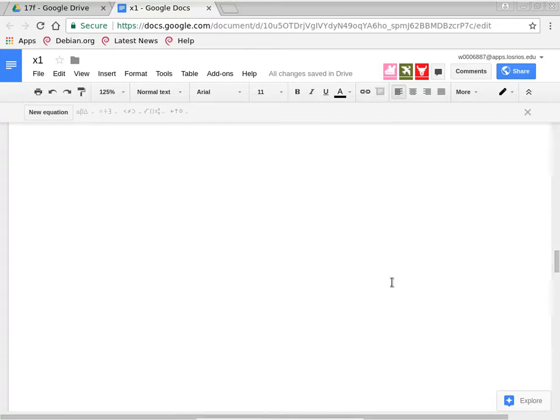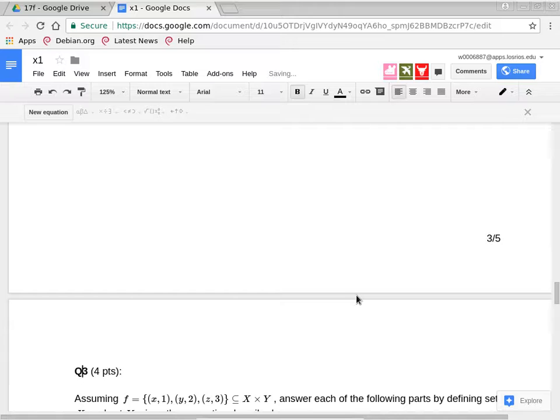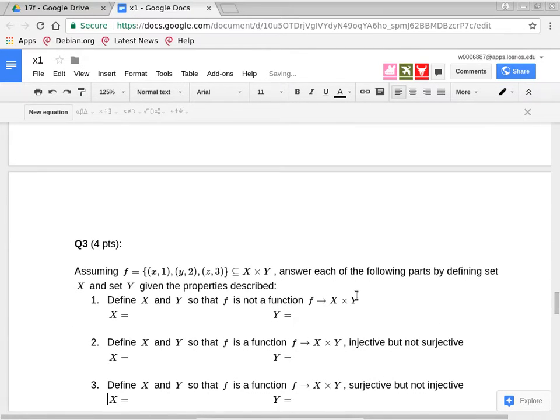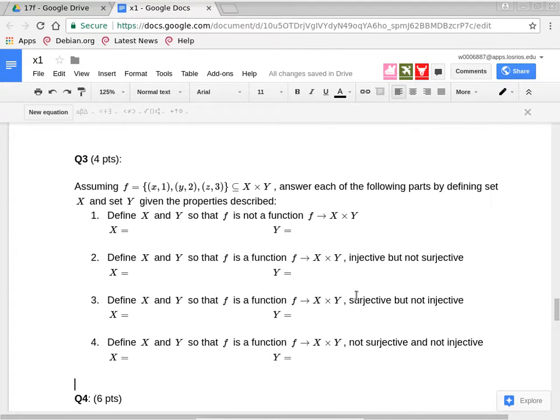And because I moved around the pages a little bit, that's why it's... Oops. There we go. Okay. So this is question number 3. And question number 3 is yet another way of asking questions related to functions. So this one is assuming F is a set that has the elements x1, y2, and z3, which is a subset of X times Y. Okay, that's all I'm telling you.